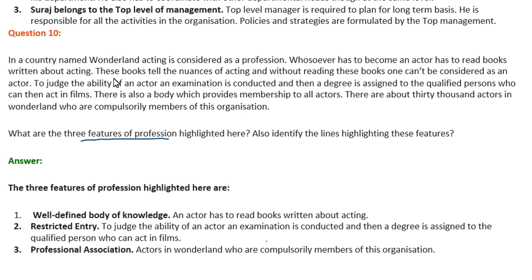So we can see that books are mentioned. There is written material, so that means it is a well defined body of knowledge. Then degree is assigned. That means without a degree no one can become an actor, so there is restricted entry. And there is an association which provides membership to all actors. That means one professional association is involved.